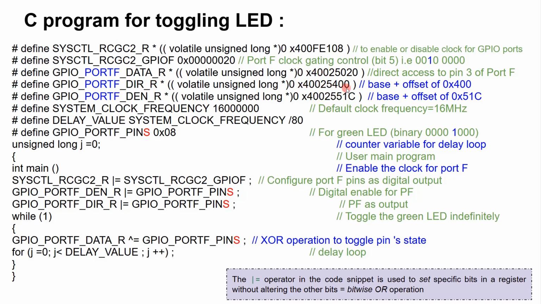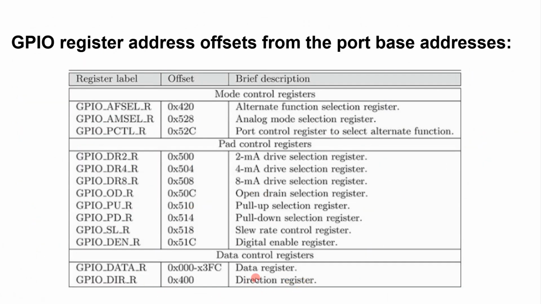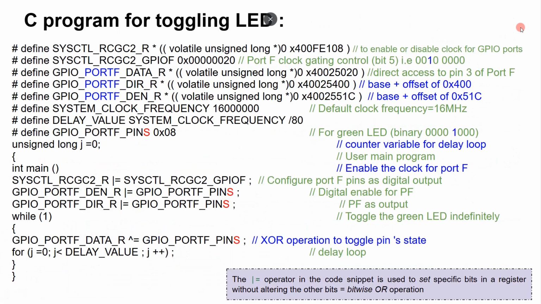Now how this address is obtained is, we have the base address. The base address for port F is 40025000, plus we have added an offset of 0x400, and this offset is based on this particular table. If you want to enable the data control registers, in particular the GPIO direction register, the offset that needs to be added is 0x400. So that is why, if you observe, that particular offset is being added to this base address.